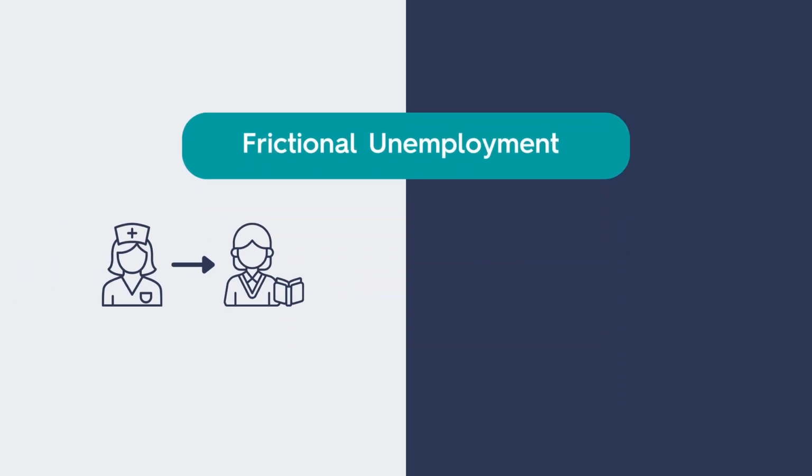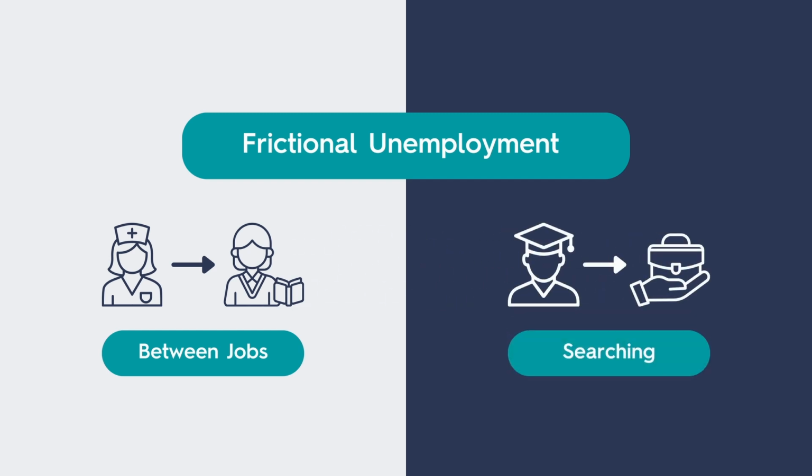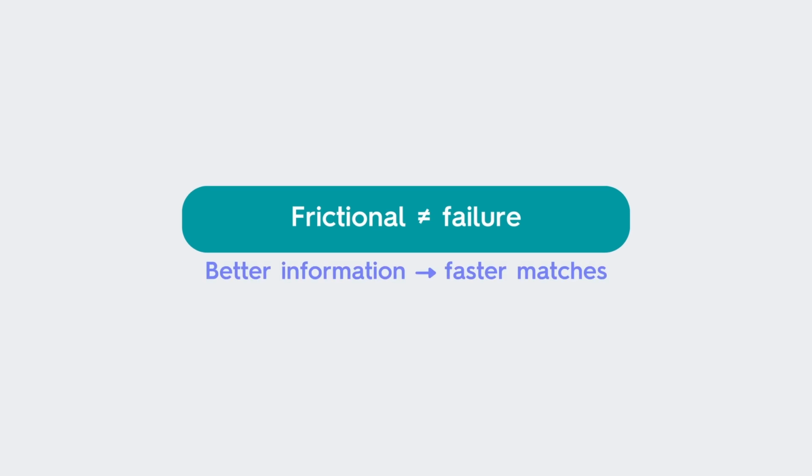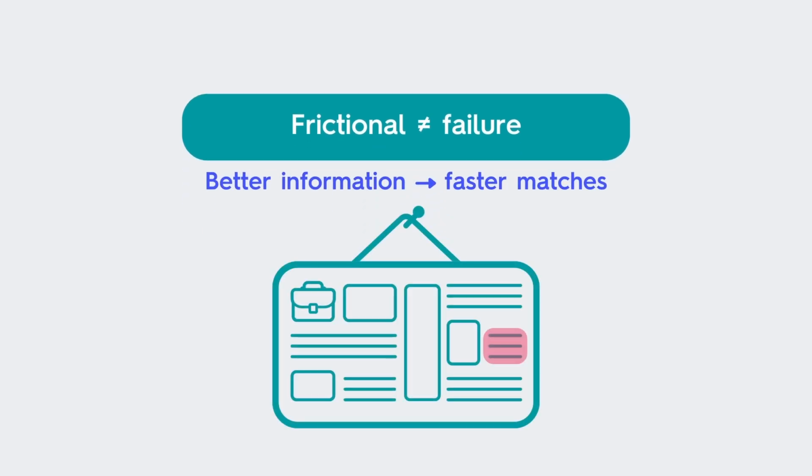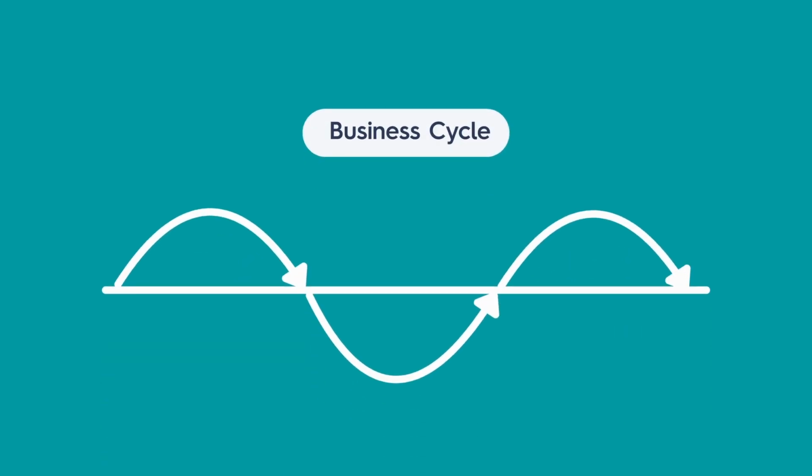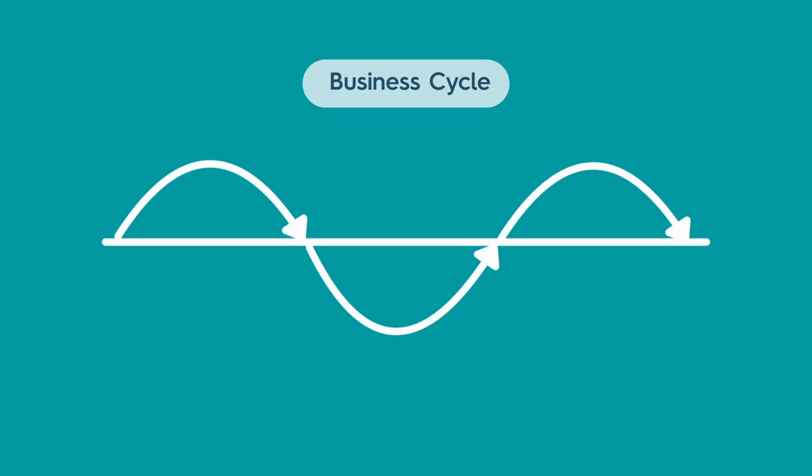Frictional unemployment occurs when people are between jobs, entering the workforce for the first time, or coming back after a break. It is temporary and mostly about finding the right job match. And this is important. Frictional unemployment isn't a sign of failure. Clear postings and helpful search tools make it easier for people to find the right match faster. Now let's move to a type tied to the broader economy.